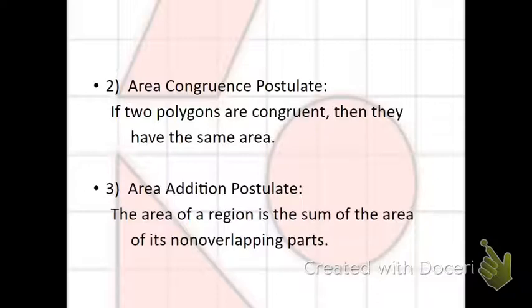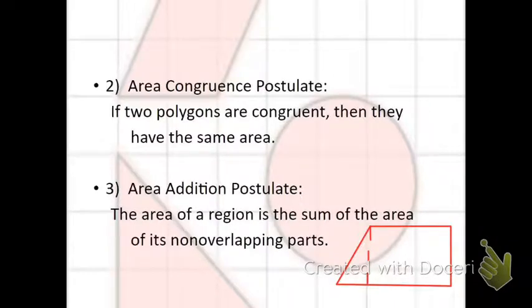For example, if I wanted to know the area of this shape, okay, we'll just put a trapezoid up for now. If I wanted to know the area of this trapezoid, I could break it into a triangle and a rectangle. And if I were to add those two areas together, then that would be the area of the whole thing. That's all that this is saying.